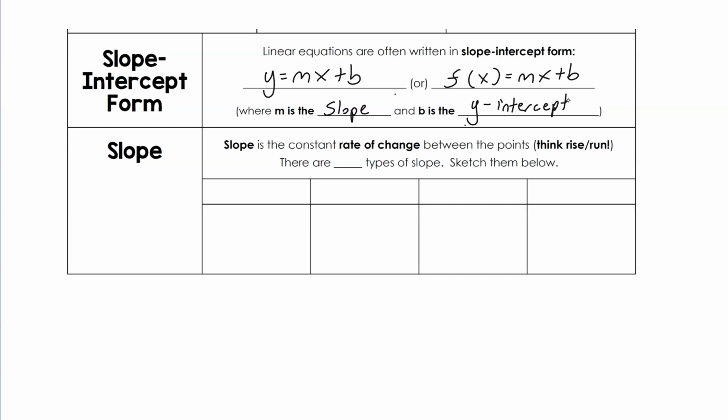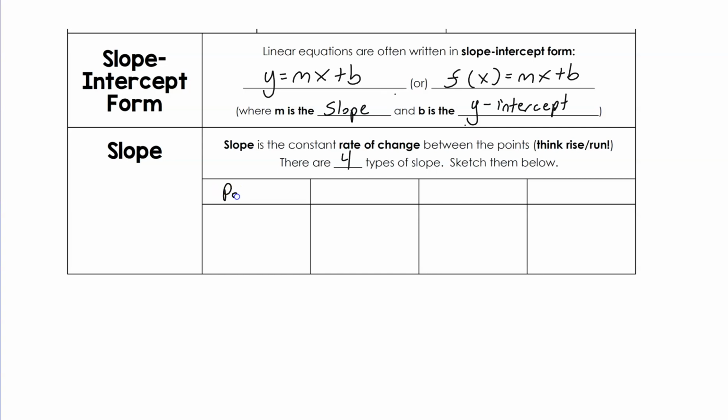So let's talk about slope, right? Slope is the constant rate of change between the points. Think rise over run. Remember? So when you get a line, it goes like this. And remember, you had to count up this, right? That's your rise over run. How far does it go up compared to how far does it go over? All right, so there are 4 different types of slopes we're going to consider.